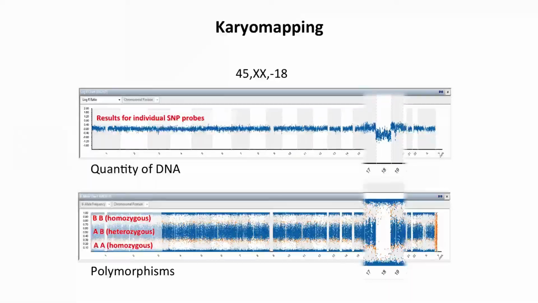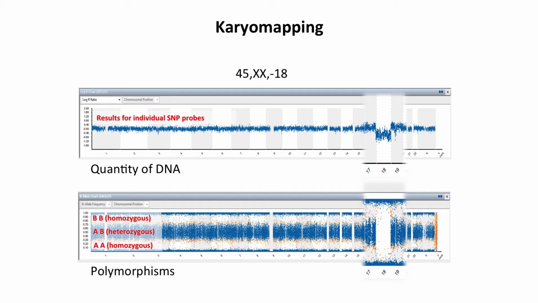We can visualize it in other ways as well. This output basically shows the amount of DNA that's hybridized to the microarray. It gives you a kind of quantitative measure, and I think you can see straight away over there that one of the chromosomes actually has less DNA on the probes that are associated with it. So again, this is showing a monosomy for chromosome, in this case 18.